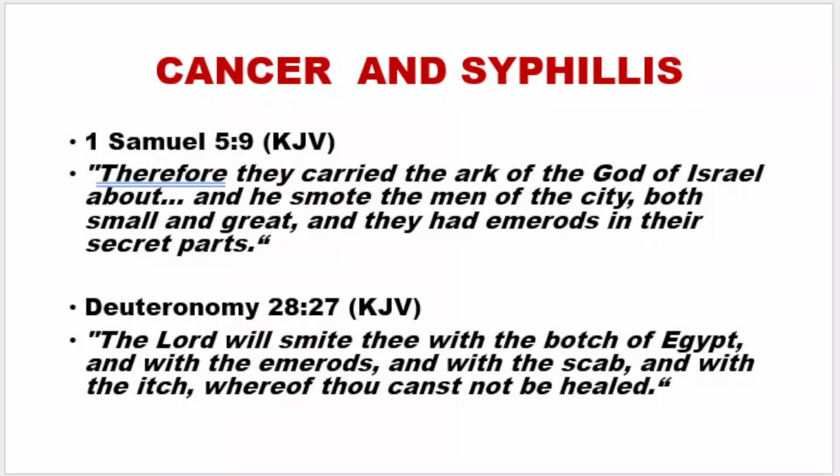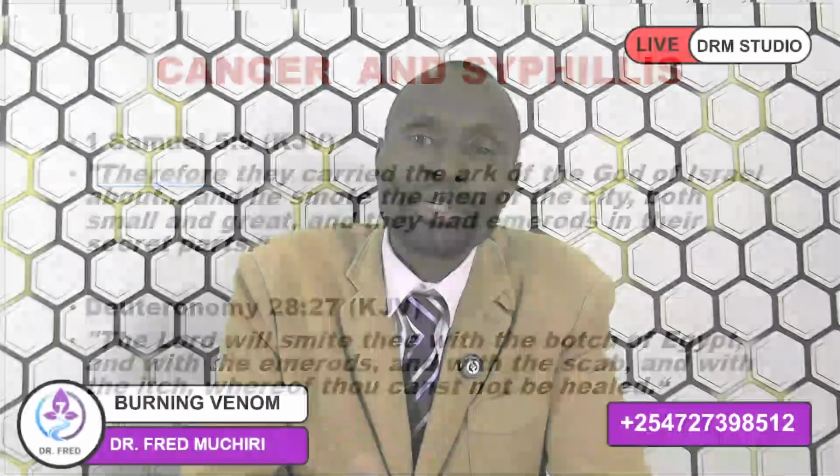There's also another disease called syphilis that God will smite the Egyptians with, and later the rebellious people among the Israelites. So in Deuteronomy 28 verse 27, we are told, the Lord will smite thee with the botch of Egypt, with the emerods, and with the scab, and with the itch, whereof thou canst not be healed. So this is syphilitic disease, which starts without symptoms and then continues to burn, forming ulcers on the body. Eventually, it causes total annihilation or destruction of the body.